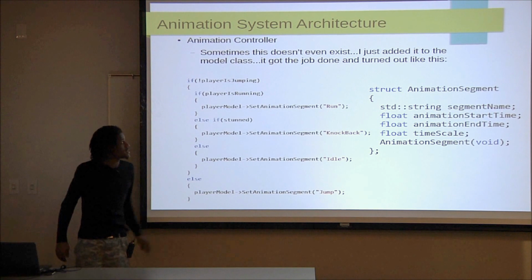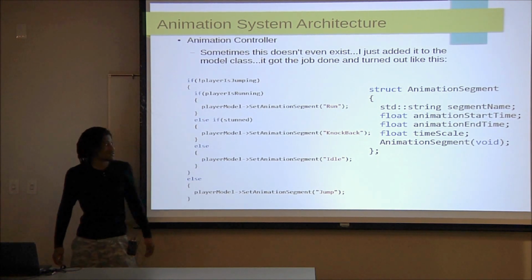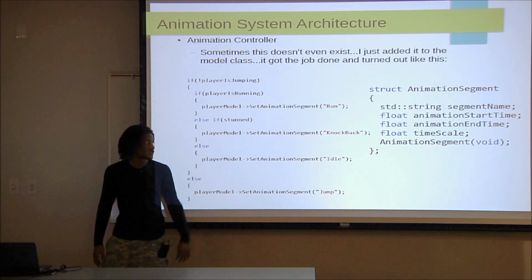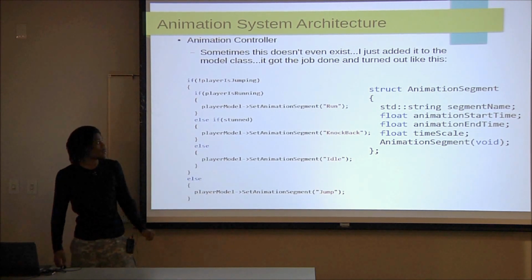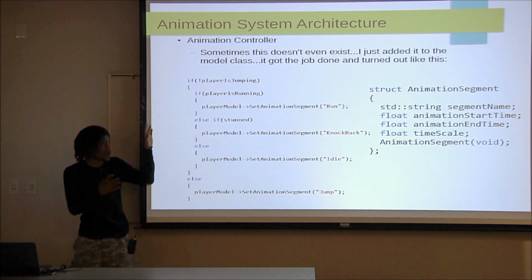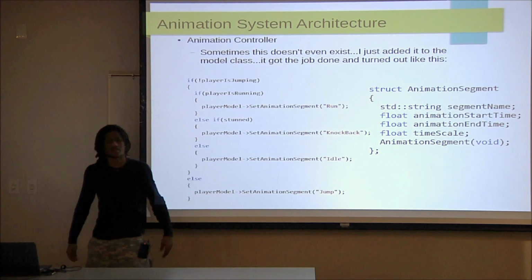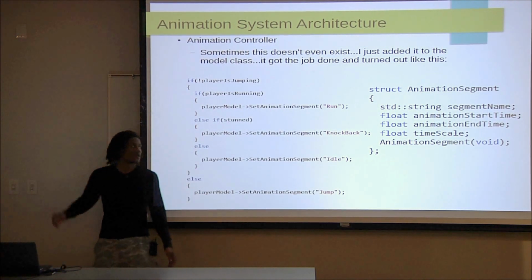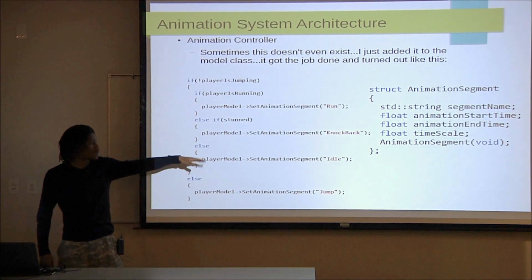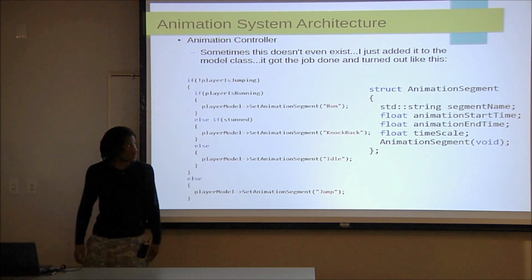It's like if player's not jumping and if the player is running, we simply call this one function, set animation segment, pass in the string run. Now we're playing the run animation. If we're stunned, because game logic says we're stunned, this is basically like the whole state machine concept. We have a knockback animation for I just got knocked back, I'm stunned. If I'm idle, just set it to idle. If I'm jumping, then set the jump animation.